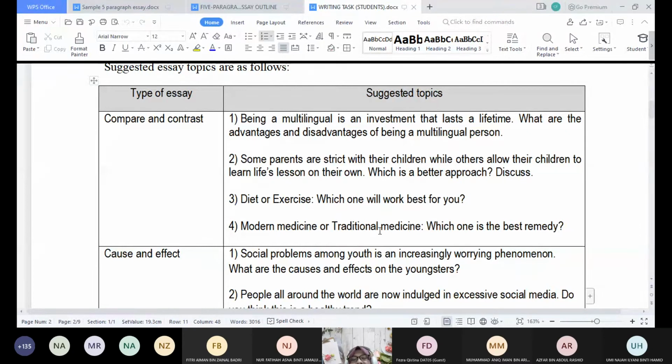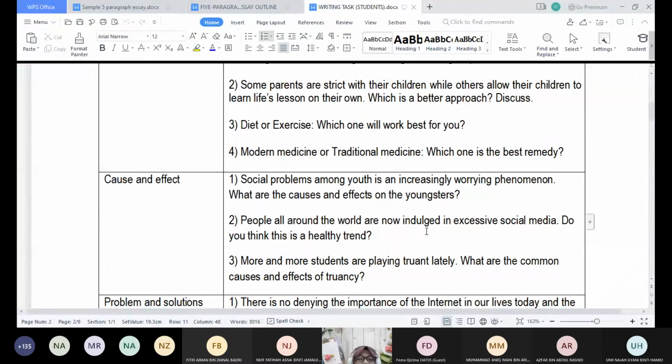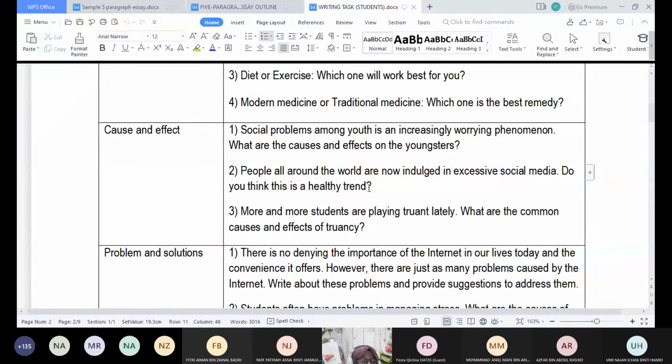Modern medicine, traditional medicine. I think you can do this, but I would prefer a new one. This is only a sample of topics. Cause and effect. This is how you write it. You can Google. Actually, students, there are more lists of possible topics that you can use.